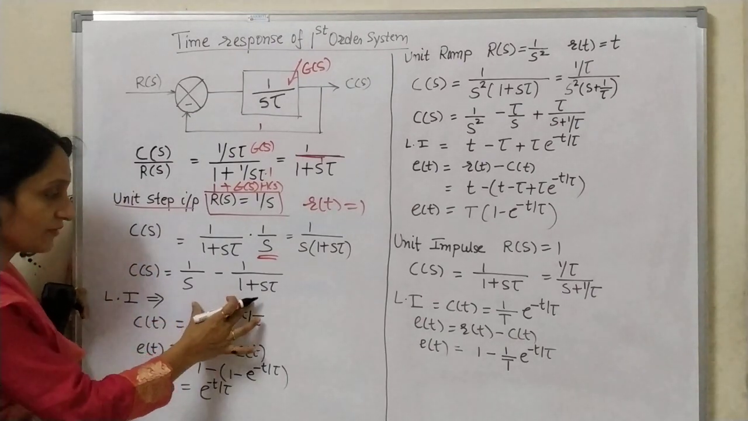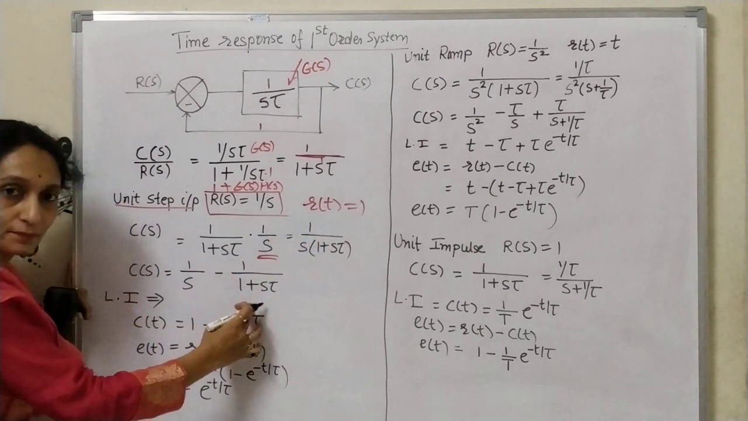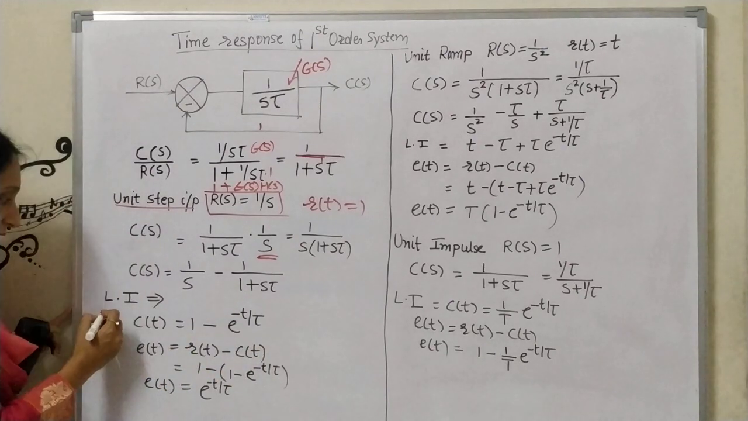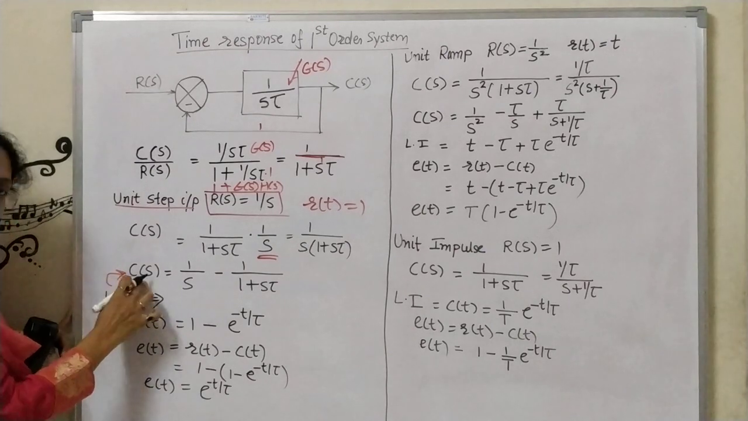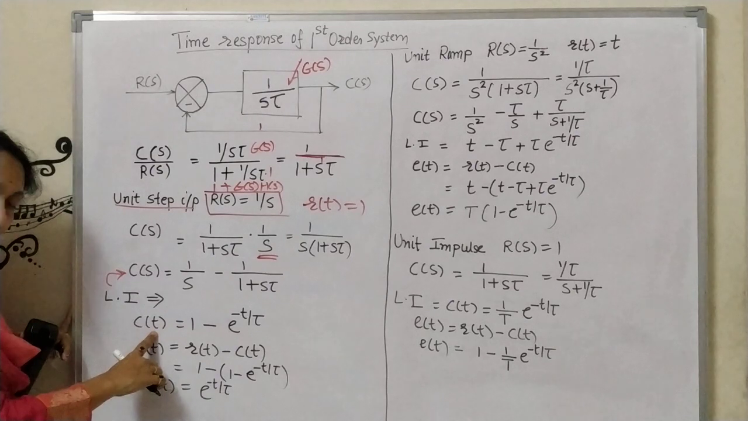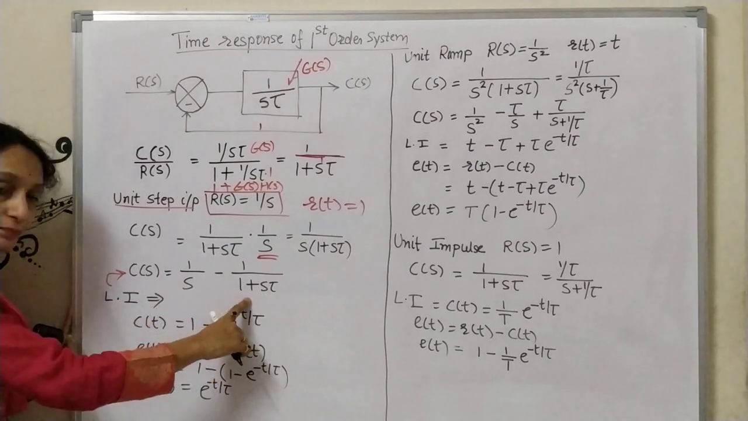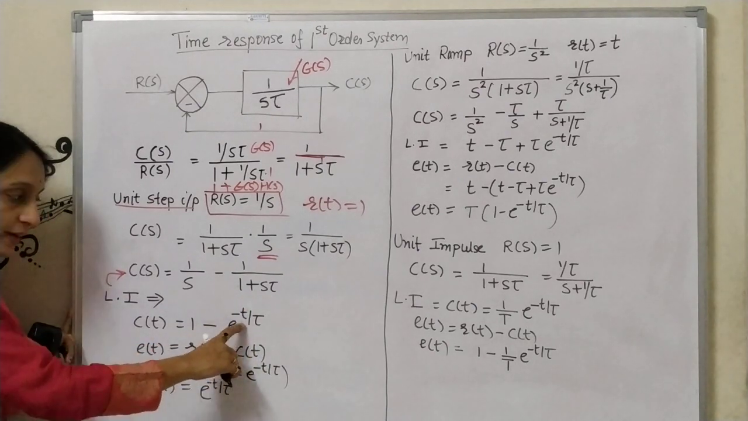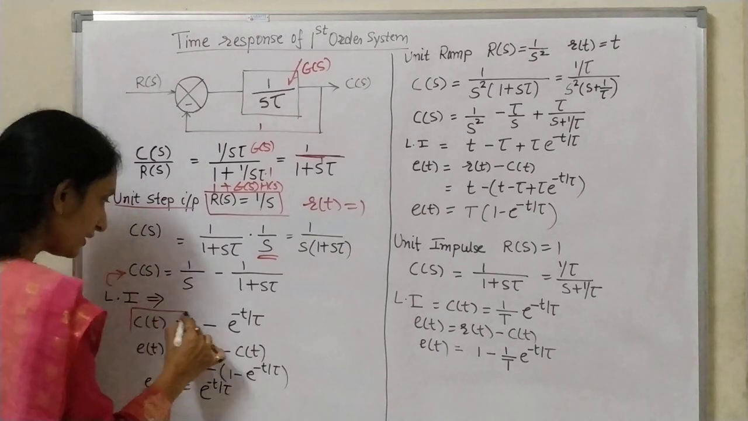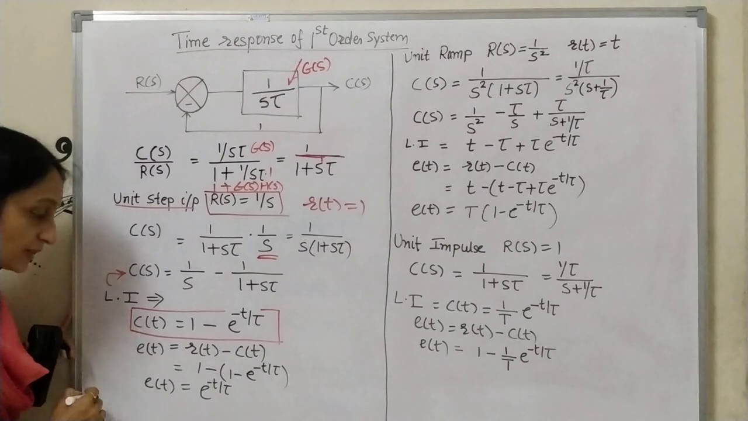So look at this. This I have arranged in partial fraction form. So 1 by s minus 1 upon 1 plus s tau. I hope you know this partial fraction form. Now see here, I have taken the Laplace inverse of this C of s. Okay. So after taking Laplace inverse, look at this C of t, Laplace inverse of 1 by s, it will be 1. Laplace inverse of 1 upon 1 plus s tau, it will be e to the power minus t by tau. Okay. So I got output as C of t as 1 minus e to the power minus t by tau.